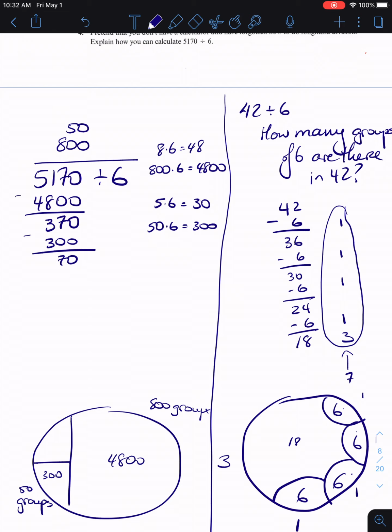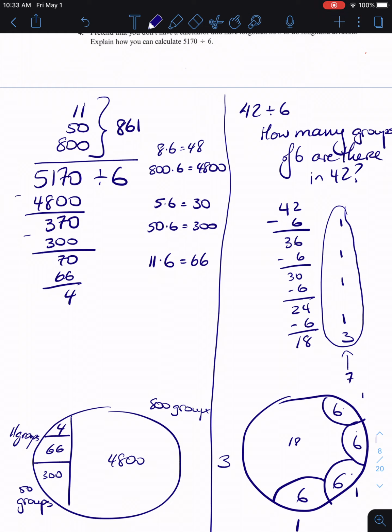Then we have 70 left. At this point, the child could say, well, I know that 11 groups of 6 is 66. So I can pull out 11 groups of 6. This is 66, that's 11 groups. And then there are 4 left over. So now this is how many groups of 6 I ended up pulling out of this whole total: it's going to be 861. So you see the strategy is the same.